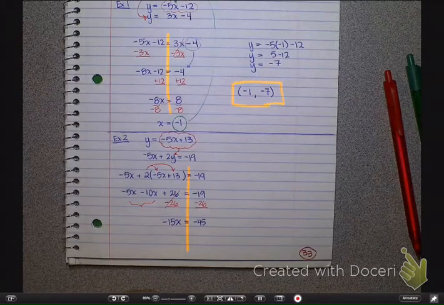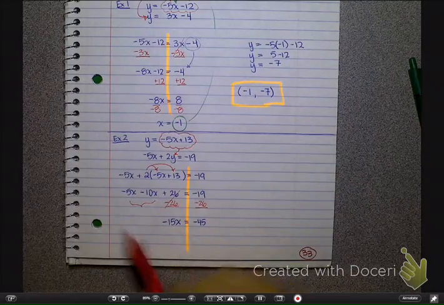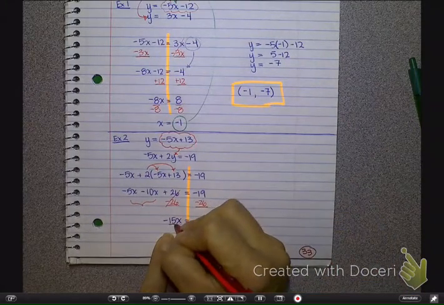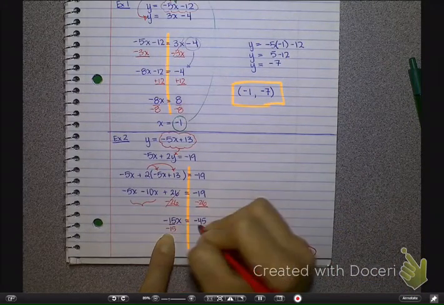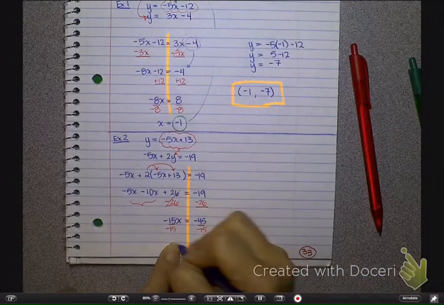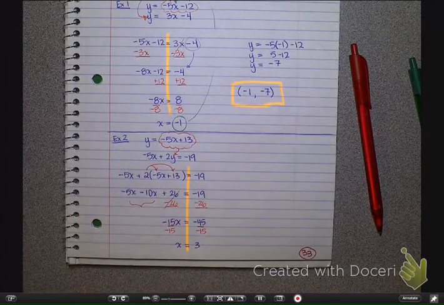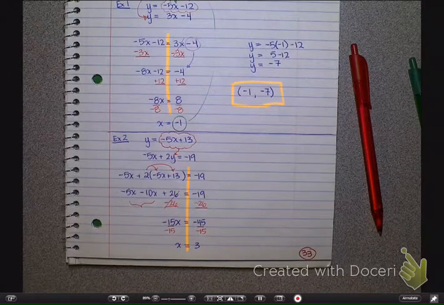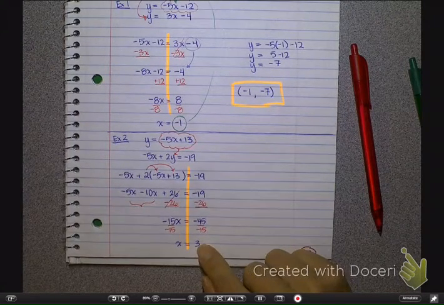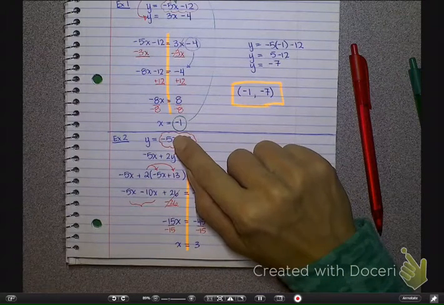Okay. And next, what do I get when I solve for x finally? My last step. Divide by negative 15. Okay, so I get x equals what? Positive 3. Okay, so what am I going to do with this positive 3? Where do I plug it in? Back into the beginning, right?